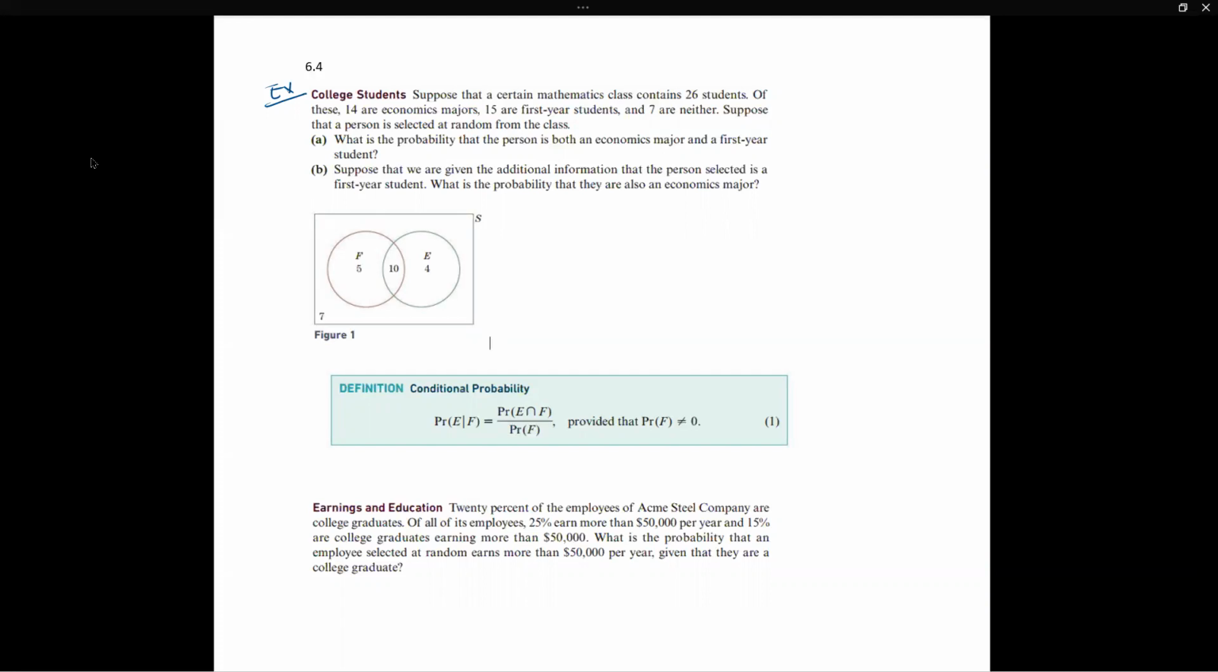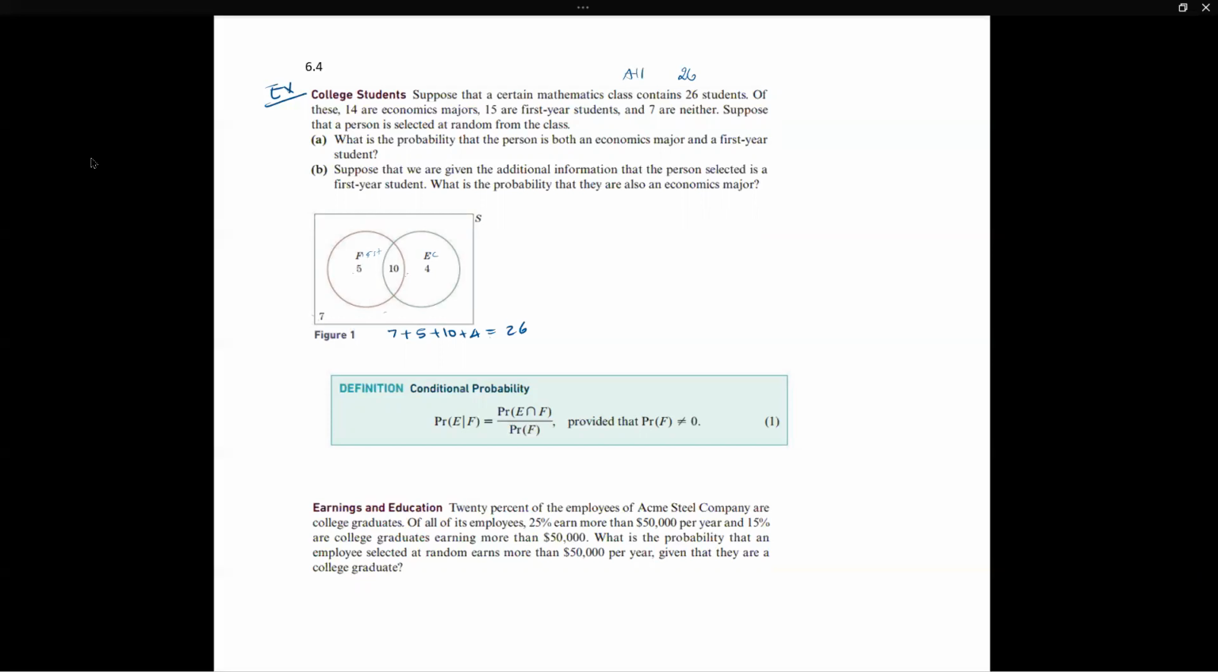So you can maybe do a chart if you want. 26 is all of them, right? So in this sample space, 10 and 5 are 15, 15 and 4 is 19, 19 plus 7 is 26, right? 14 are economics, which means the E here is 10 and a 4. If you want to draw the Venn diagram, it makes it easier for you to see. 15 are first year students. So economics, first year students, and 7 are neither.